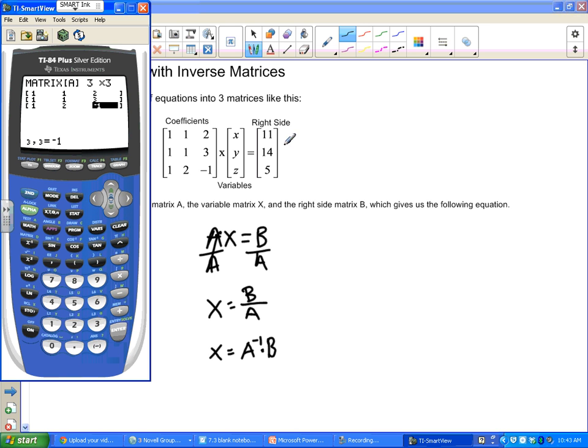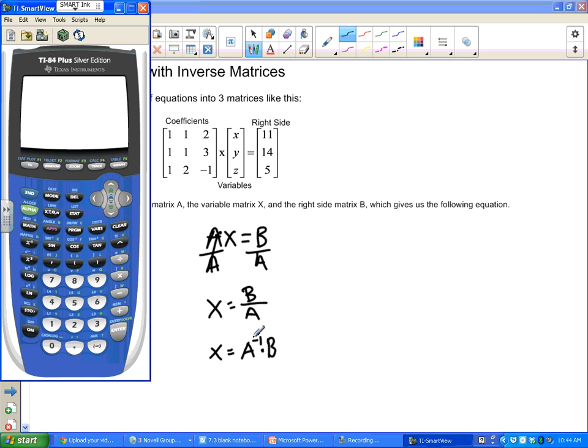Now I want to go in and put in a matrix B for this right-hand side. So go to second matrix, and let's go over to the right to edit and down to B. This has 3 rows and 1 column, so 3 by 1. And that gives us 11, 14, and 5. Okay, if you're trying to get out of a matrix, you need to do second mode so that it quits. You can't just press clear and get out of it.